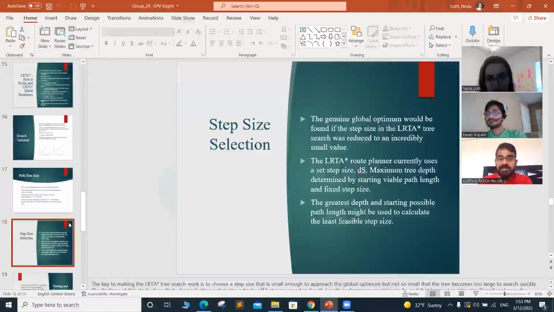Moving to the next slide, step size selection. The genuine global optimum would be found if the step size in the LRTA tree were reduced to an incredibly small value. The LRTA router plan currently uses a step size DS, like maximum tree depth, determined by sparing the valuable path length and fixed step size. The greater depth and starting possible path length might be used to calculate the latest flexible step size.